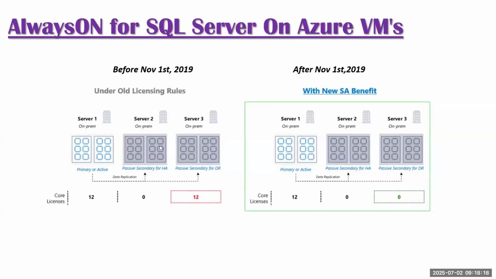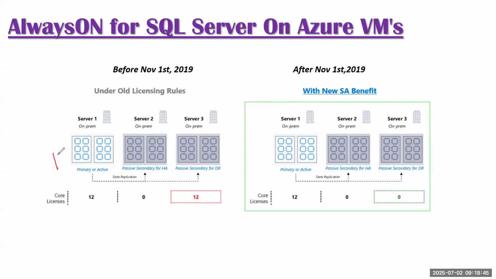When you go for high availability before 2019, I am talking about before November 1st, 2019, assume you are having 3 copies. What Microsoft is offering is for one primary and one secondary, Microsoft is charging zero, sir. Microsoft is not charging anything.